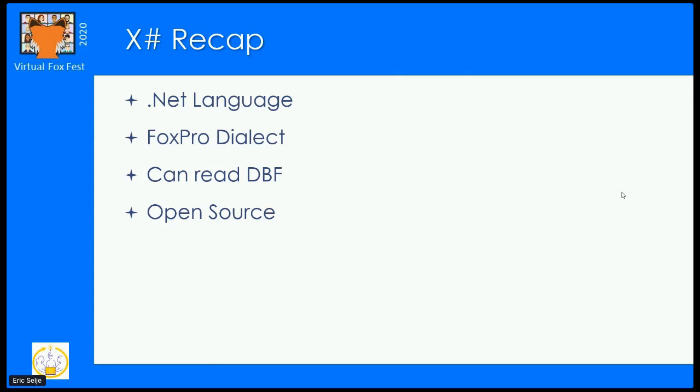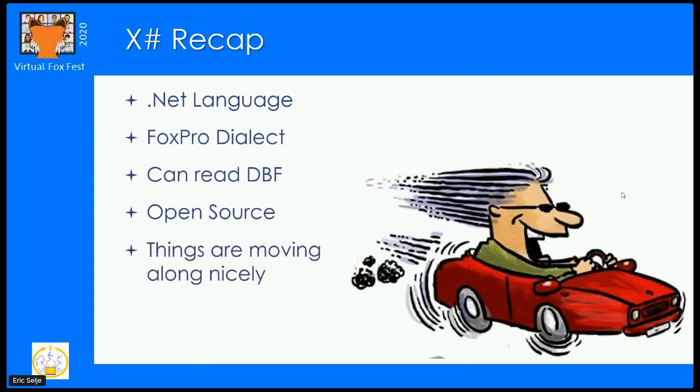And that's for most of XSharp. There are parts of it that aren't open source. And things are moving along nicely. A lot of what I actually presented last year at Southwest Fox is already out of date. And that's going to be the case again this year. Things are moving along so fast. And at the end, I'm going to mention a new tool that even makes a lot of what I say in this session obsolete.